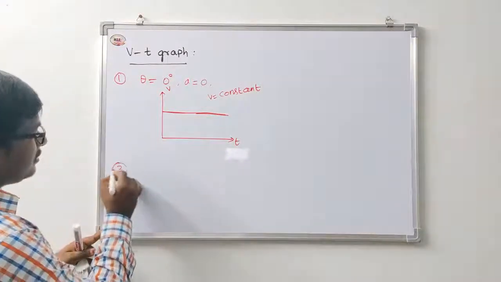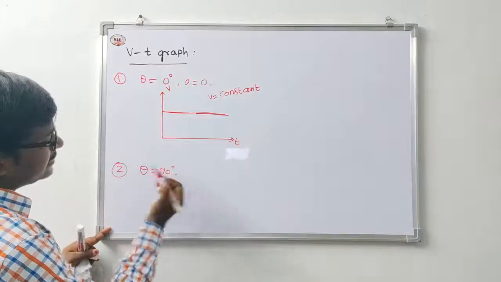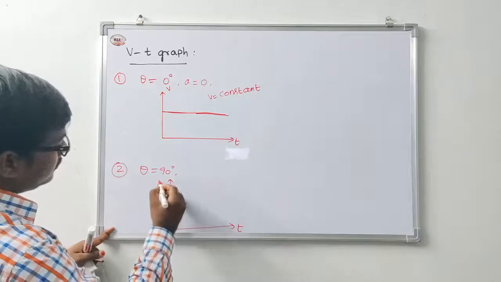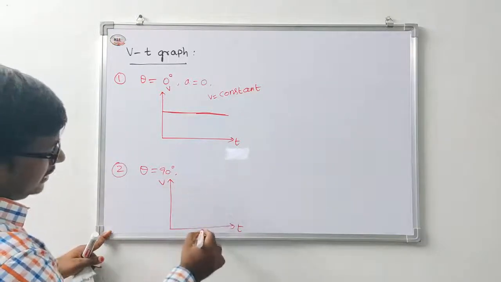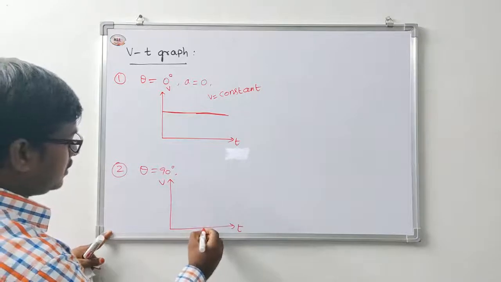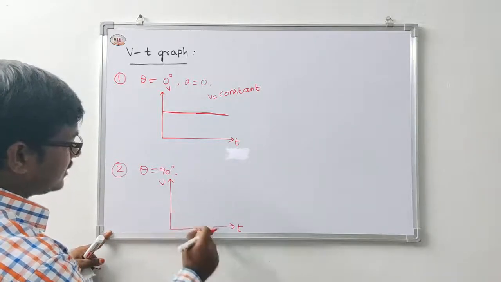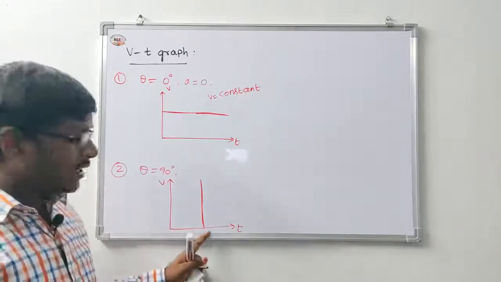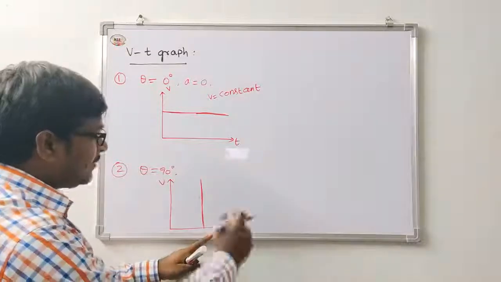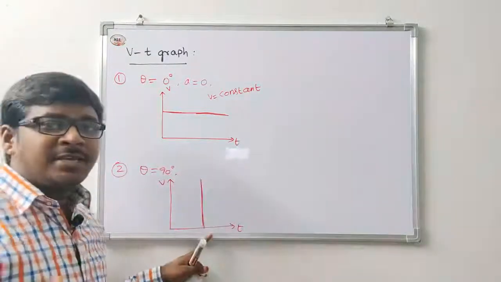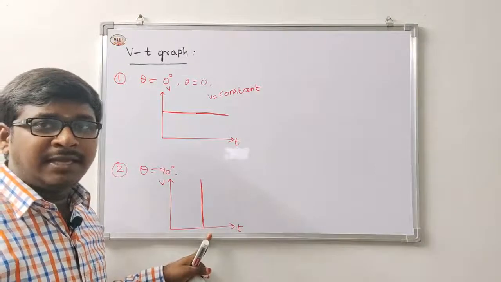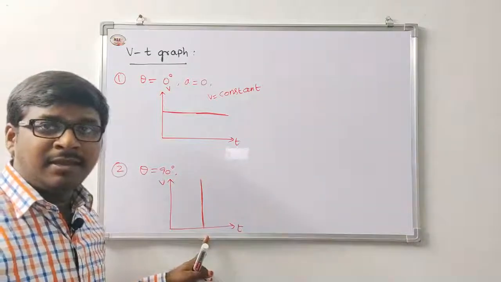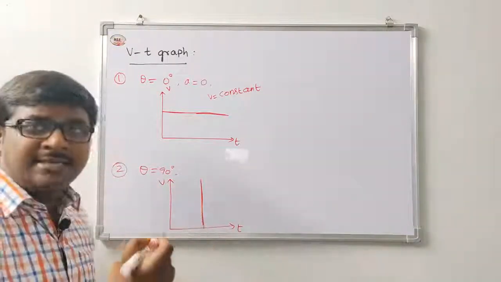The second case, theta is equal to 90 degrees. Draw the VT graph. The line is parallel to the y-axis and perpendicular to the time axis. That means the acceleration is infinity. The time does not change, and the velocity increases.